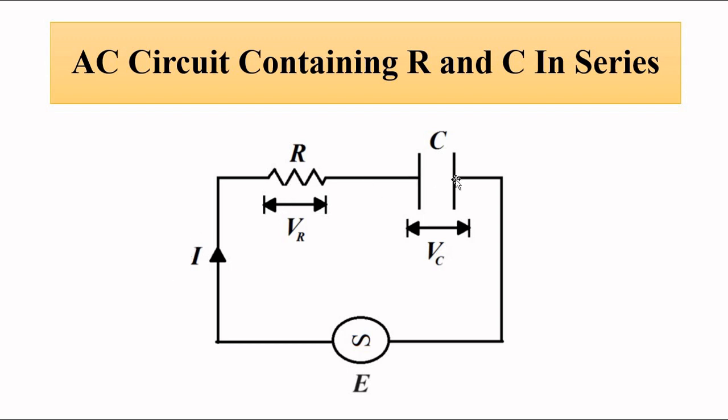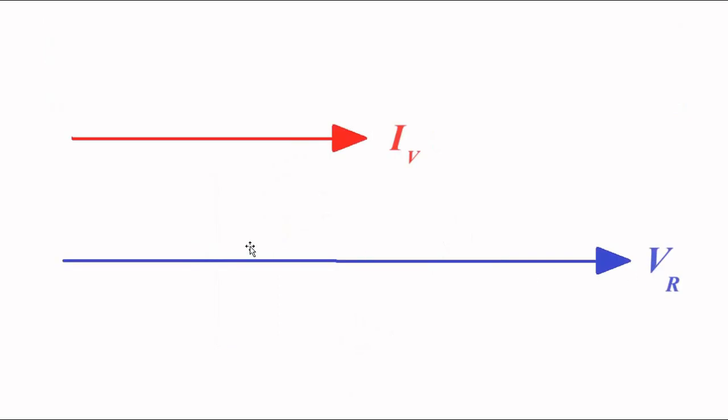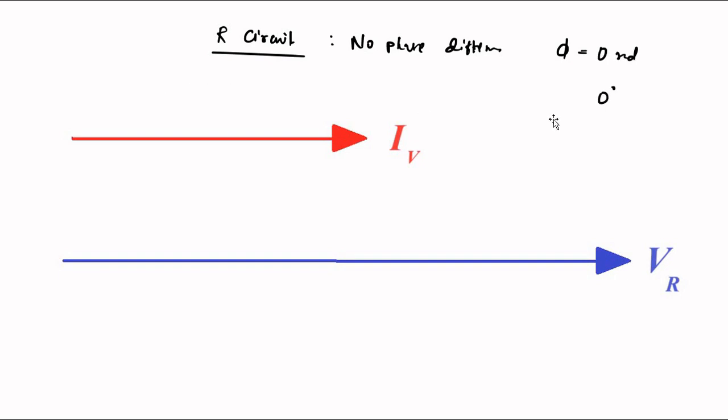First, if you try to recall, in AC analysis of purely resistive circuits, we studied that the voltage drop across the resistor and the current are in the same phase. There is no phase difference for purely resistive circuits. Okay, phi is 0 radian or 0 degree, both the same thing. For a purely resistive circuit, no phase difference.